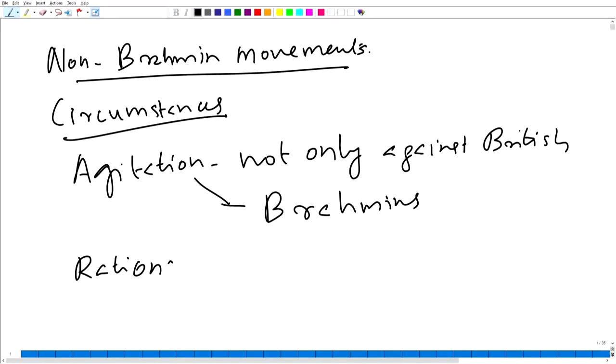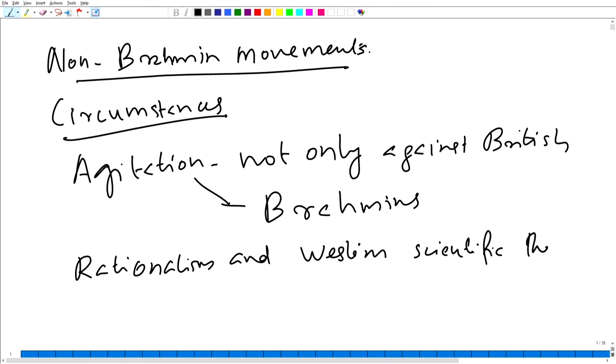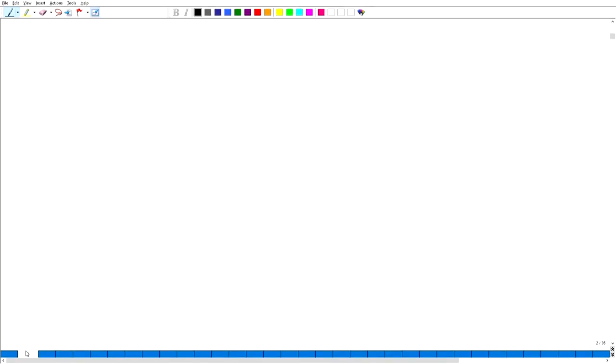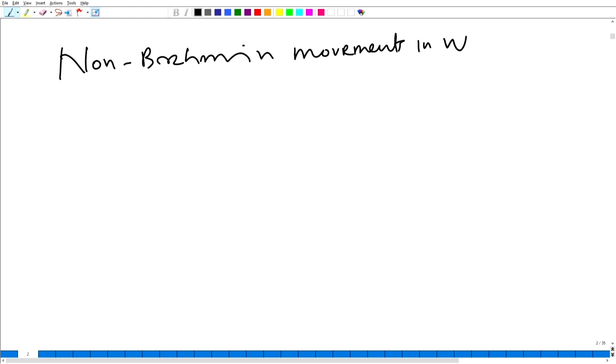The development of rationalism and Western scientific thought mainly caused the development of these movements against the Brahmin dominance. Now, we are coming to analyze the rise of non-Brahmin movements in Western India.